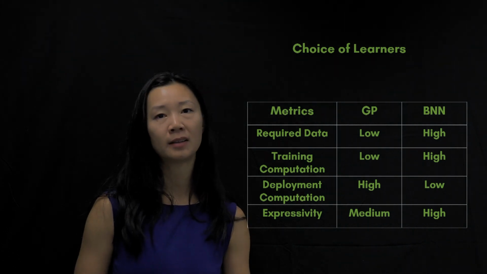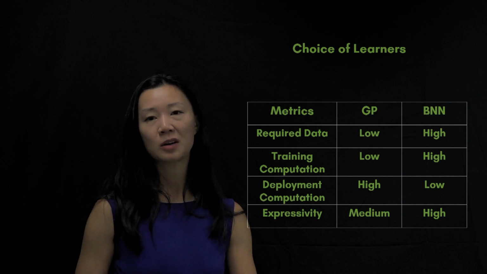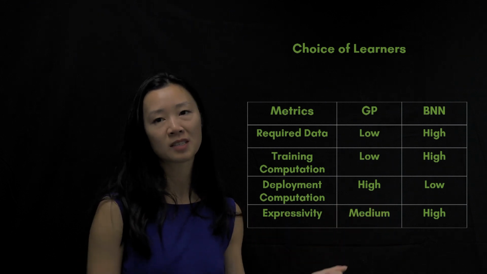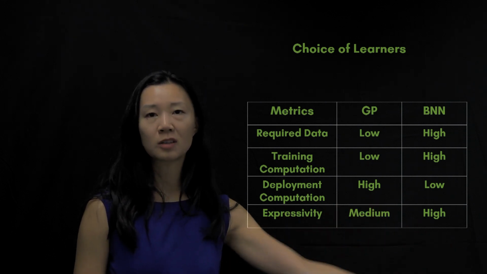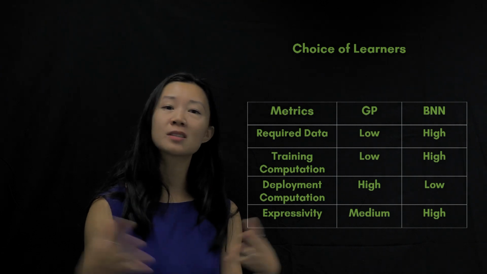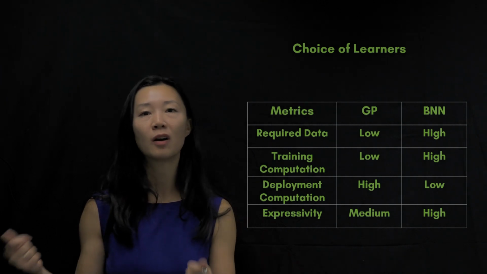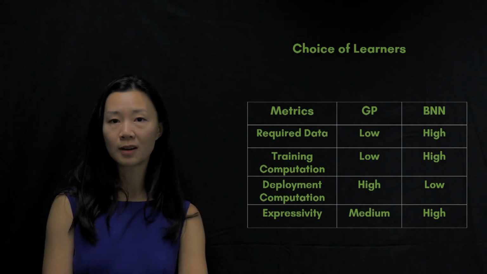When it comes to expressivity, Gaussian processes are very expressive inherently, being a universal approximator, but they can be limited by the kernel selection. And so we'll give Gaussian process medium expressivity, whereas Bayesian neural networks are highly expressive because you can scale the expressivity with the number of model parameters within the neural network.